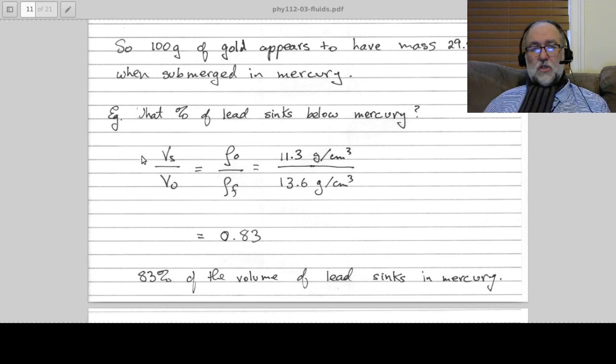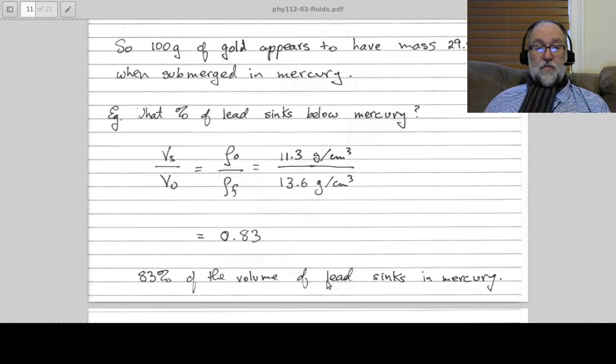Well, it's really simple because it's just this formula here. If we plug in the density of the object, which is lead, 11.3, divided by the density of the fluid, 13.6, you're going to get 0.83. By the way, you'll notice it's grams per cubic centimeter on top and grams per cubic centimeter on the bottom. The units just cancel out, so you can get away with not converting to MKS. But what does that 0.83 mean? It means the ratio of the submerged volume divided by the total volume is 0.83. Convert that to a percentage, that's 83%.